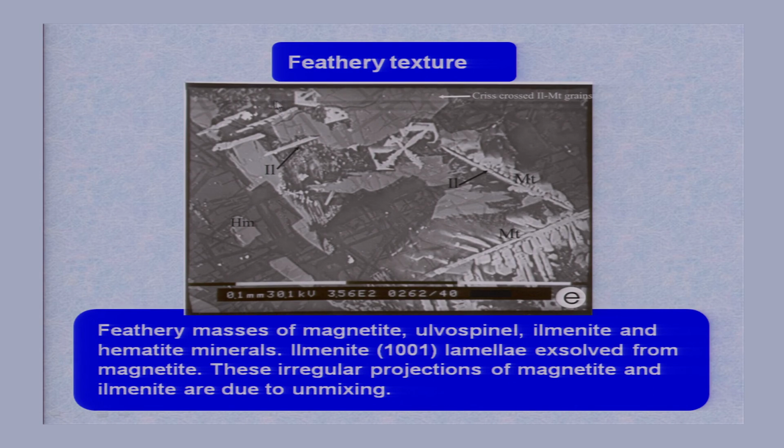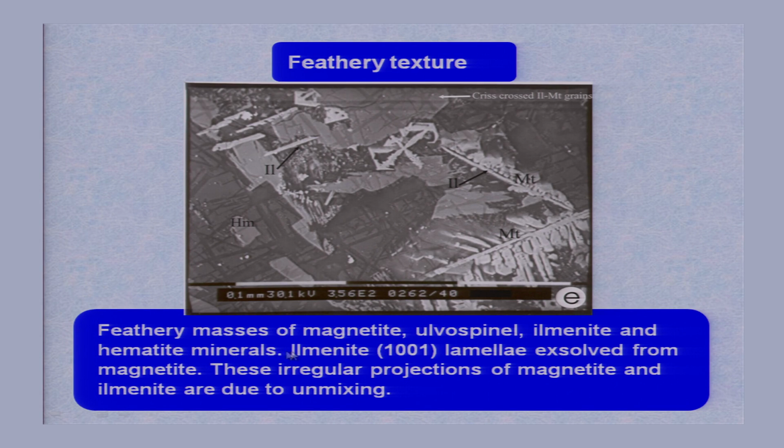Now, I am talking about a very interesting feature, feathery texture. This feathery texture is seen under the scanning electron microscope. See carefully, this is a feathery texture, it resembles feather of a bird. This is magnetite, grey color magnetite embedded within the melt, and the other mineral is ilmenite. This is ilmenite, light grey color mineral is magnetite. Feathery masses of magnetite, this is a feathery mass of magnetite. Ulvospinel is also present here.